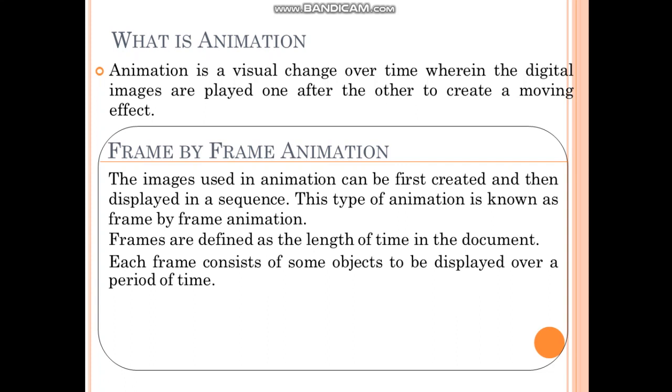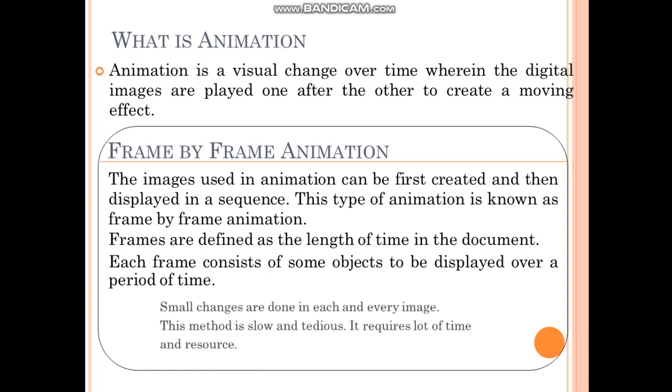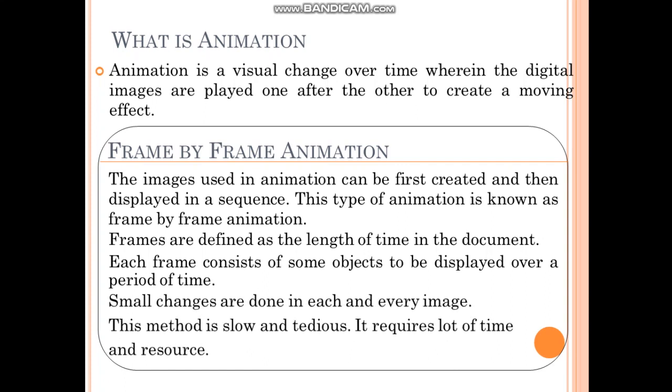Frames are defined as the length of time in the document. So each frame consists of some objects to be displayed over a period of time. Small changes are done in each and every image. So remember, we have to insert images in each and every canvas, and then we have to make little bit changes in each and every image. This method is very slow and tedious, and it requires a lot of time and resources. So frame by frame animation is not used nowadays.